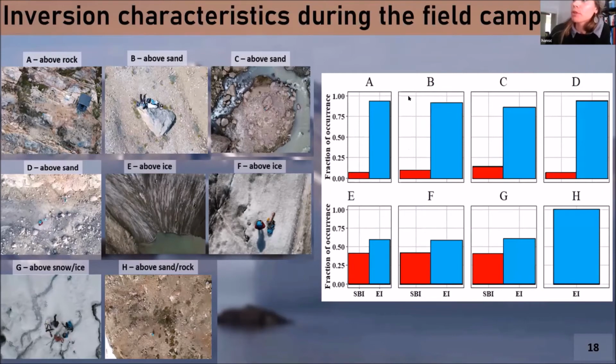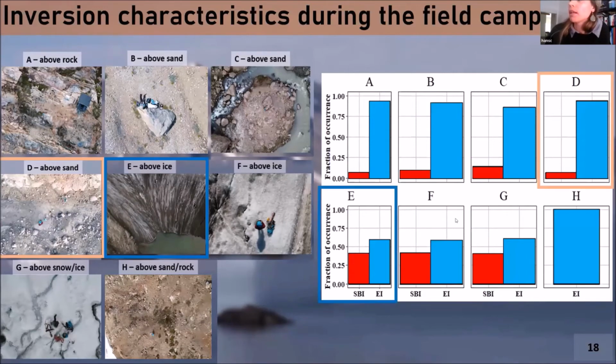And as I told you before, the positions close to the sea or above rock or sand show mainly elevated inversion, while the positions on the glacier also show a high fraction of surface-based inversion. I would like to emphasize especially D and E, because both were collected simultaneously, and they are both at 150 meters above sea level. D is just above sand and rock, and E is on ice, and we can clearly see the difference.